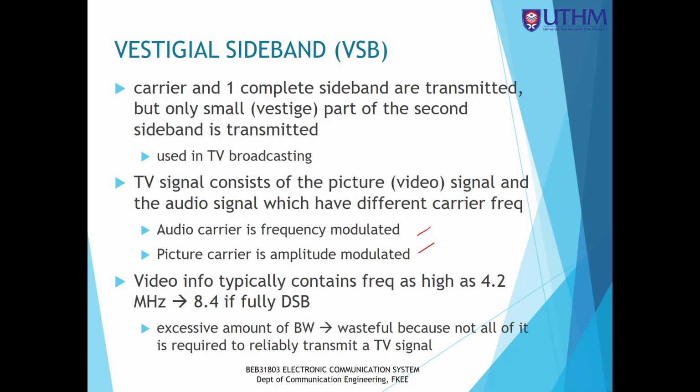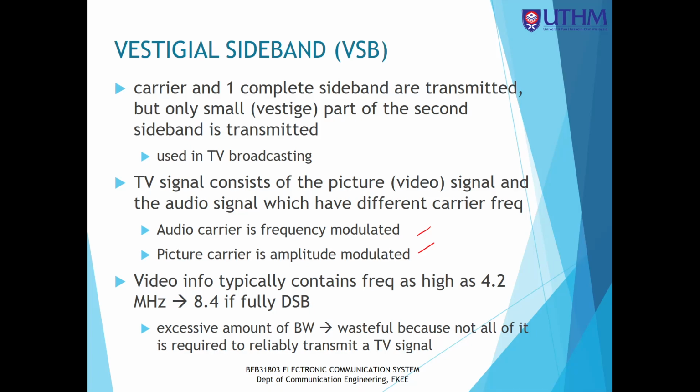So an excessive amount of bandwidth will be used. VSB is used in order to avoid a wasteful use of bandwidth, because if we use a double sideband full carrier, it's going to waste bandwidth, because not all of it is required to reliably transmit a TV signal. So therefore, in order to avoid a wasteful use of bandwidth, untuk mengelakkan berlakunya pembaziran bandwidth, we come up with the VSB.